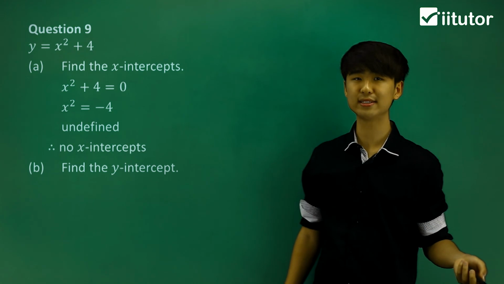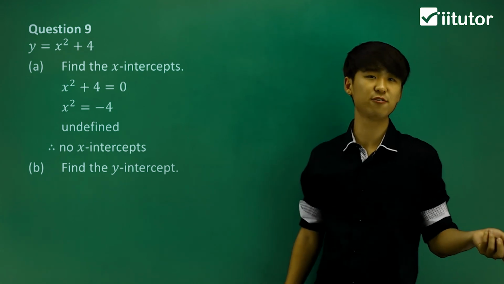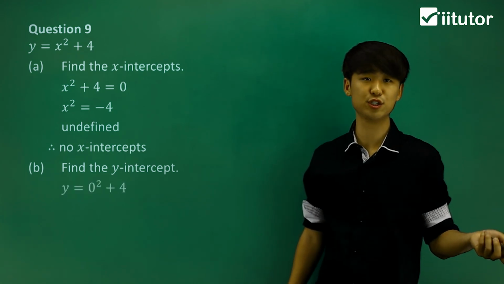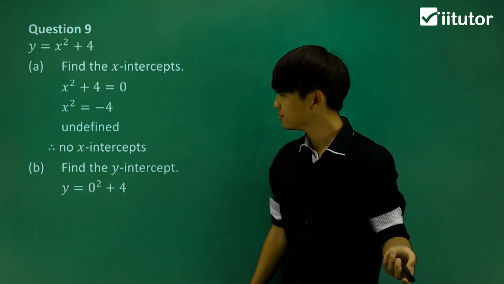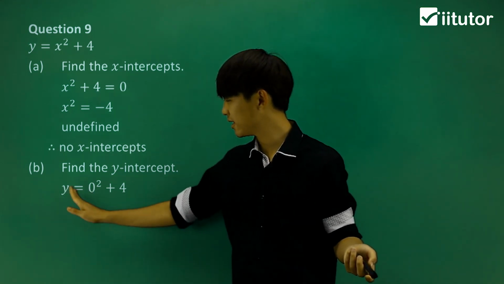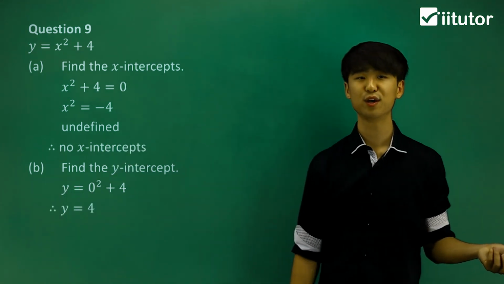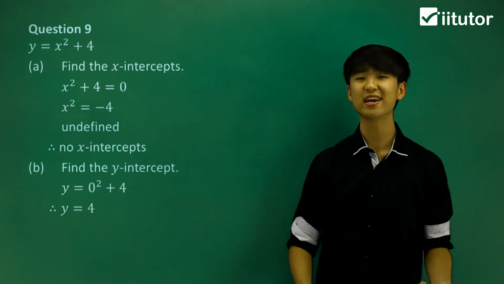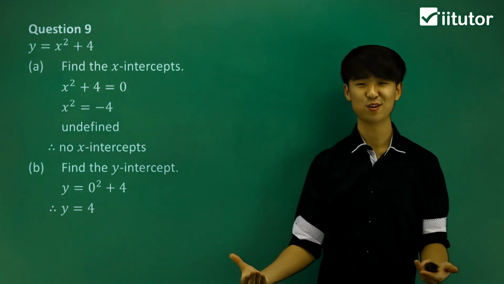What about the y-intercept? Well, y-intercept is straightforward. We're just going to substitute x is equal to 0. Put your 0 into here and simplify, we get y is equal to 4. And that's how we find our x and y intercepts.